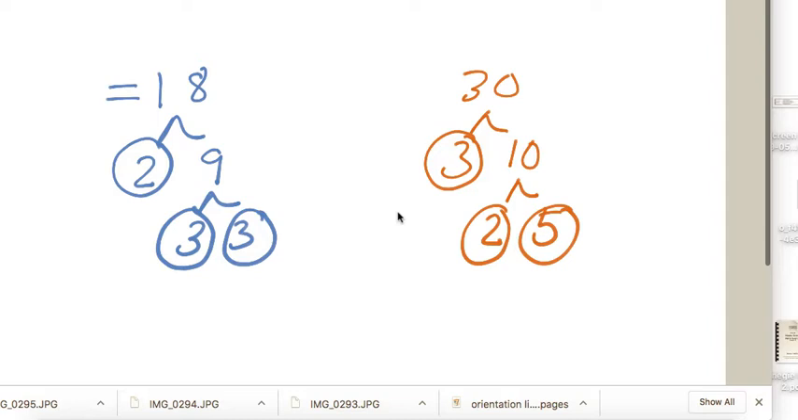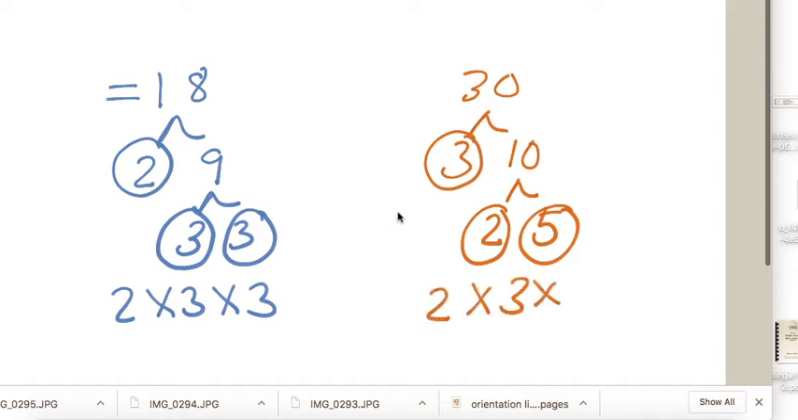Now, you might be asked on your homework tonight to write it as a product of primes. That would look like this. It would say 2 times 3 times 3. Again, I'm just taking those prime numbers and writing them as a multiplication problem. I'm going to do the same thing over here. So I would have 2 times 3 times 5.